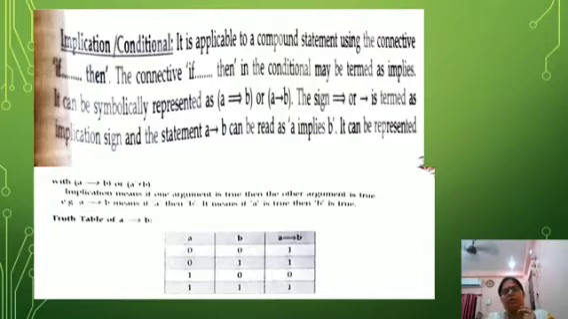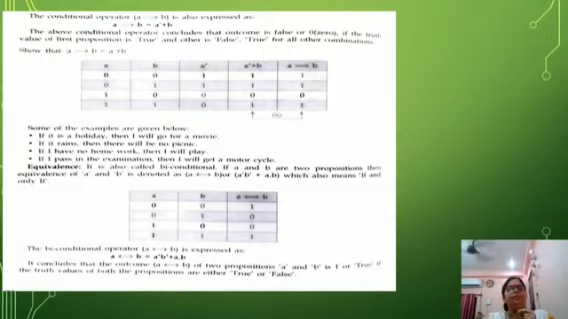And always remember, students, that it is a very easy way to track implication: where there is a formation of 1 0, it means this is your implication being false.